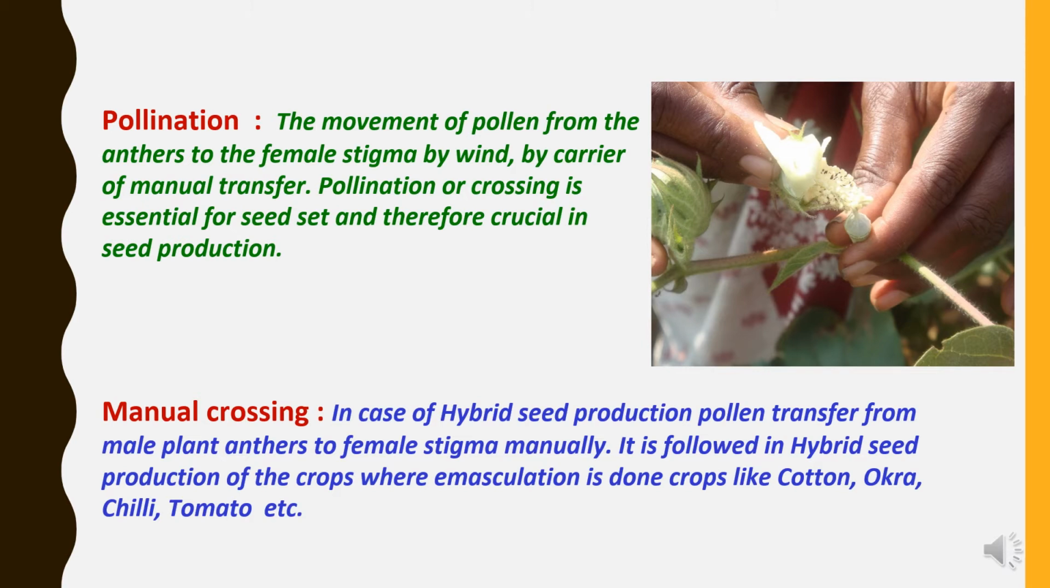In case of hybrid seed production, pollen transfer from male plant anthers to female stigma manually is called manual crossing. It is followed in hybrid seed production of crops where emasculation is done, like cotton. In cotton and other crops like okra, chili, tomato, manual crossing is done.